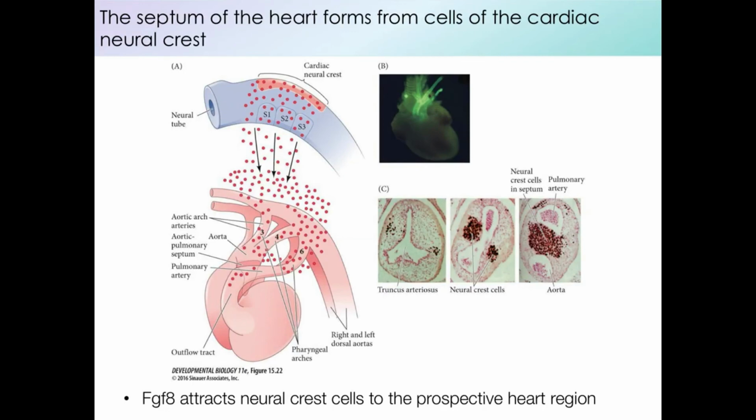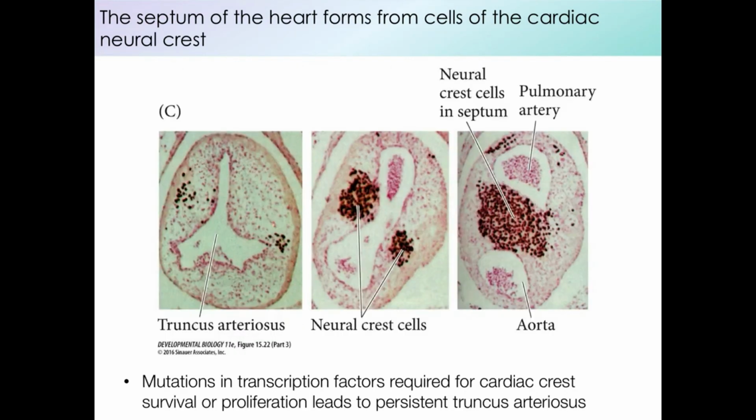This FGF8 is not only secreted by the anterior neural pore and needed for the growth of the brain, but it's also secreted by the pharyngeal endoderm, and it serves as a chemoattractant for neural crest cells to enter the region of the heart and form, among other things, the septum that separates the aorta from the pulmonary artery. Because these cardiac neural crest cells are important for the formation of the septum, mutations in transcription factors required for either the survival or the proliferation of those cells lead to what is known as persistent truncus arteriosus, which means that the septum does not form, and this is seen in humans.